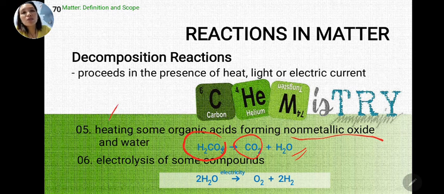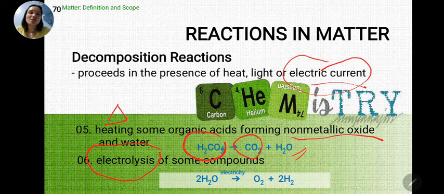So, this one we use heat. Now, we will use electric current. A reaction using electric current is called electrolysis. Okay, so this is the reaction mechanism for water. To break down water into simpler substances, electrolysis is applied, or electricity is applied. So they will undergo electrolysis and it will break down into oxygen atom and hydrogen atom. That is a decomposition reaction.